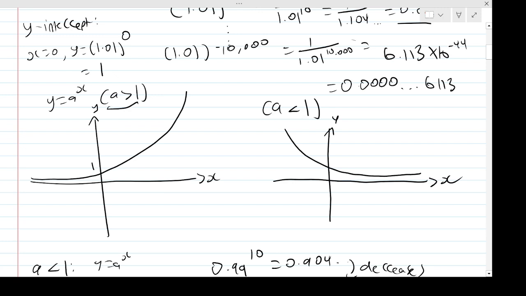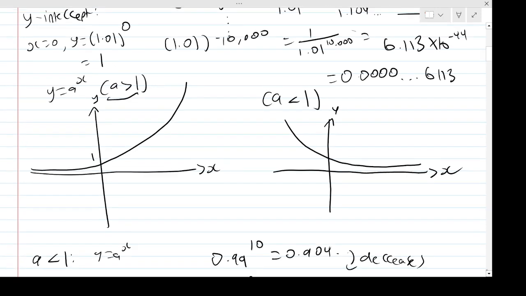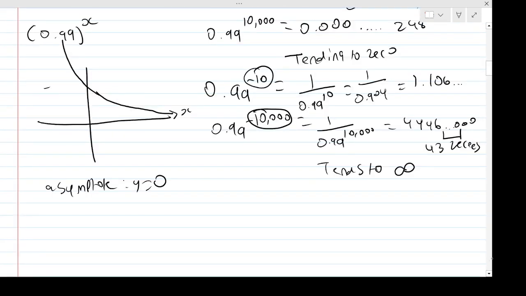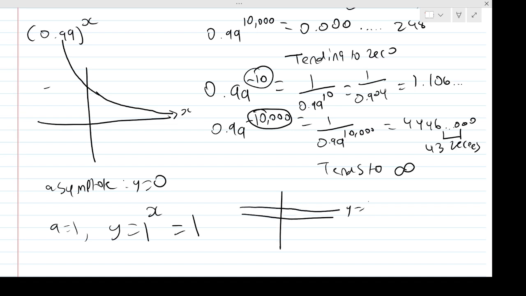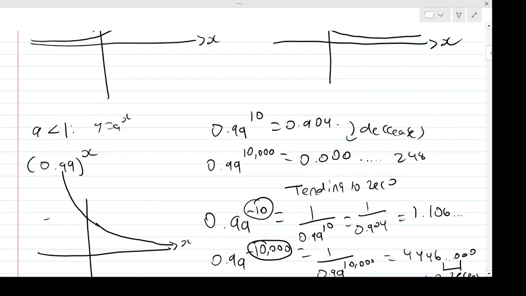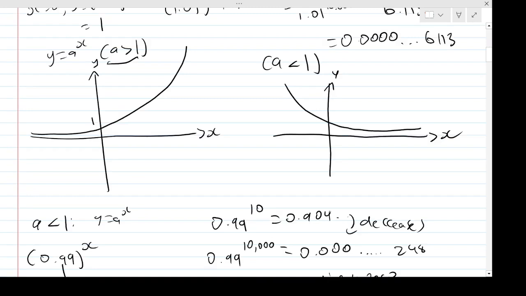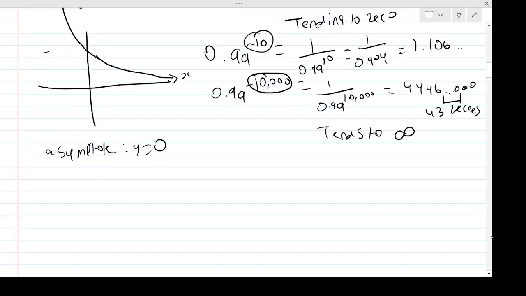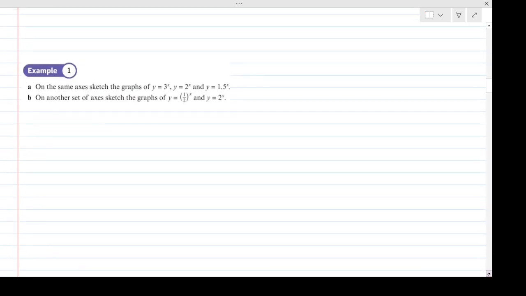Okay, so I guess one question you might have: what if a equals 1? If we have that, then y would be 1 to the power of x. But of course, 1 to the power of anything is equal to just 1. So what you'd effectively have is literally just the line y equals 1. So it's nothing special, really. But anyway, those are the two graphs you need to remember, ideally. Okay, so now we've got some examples.